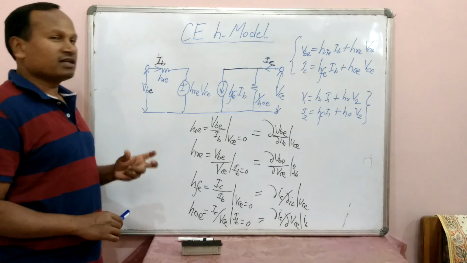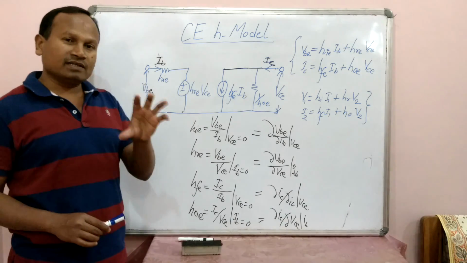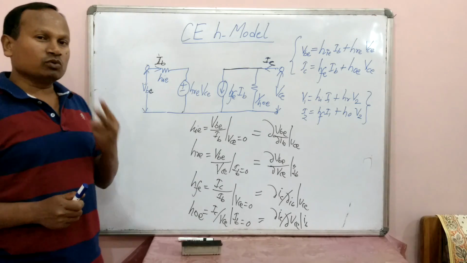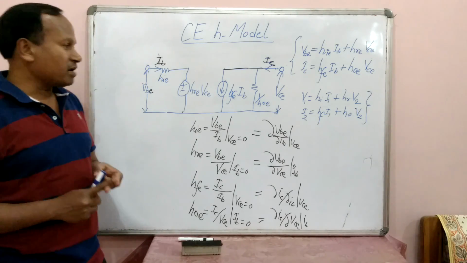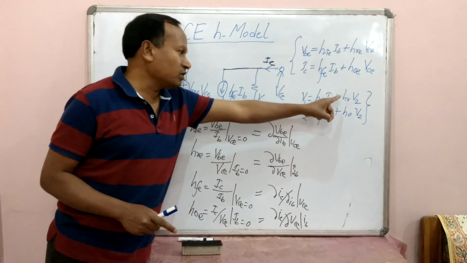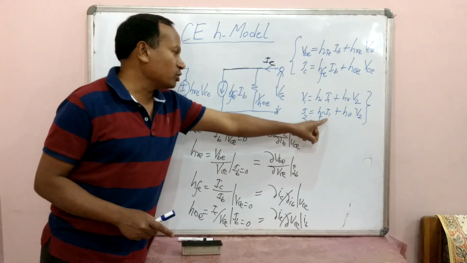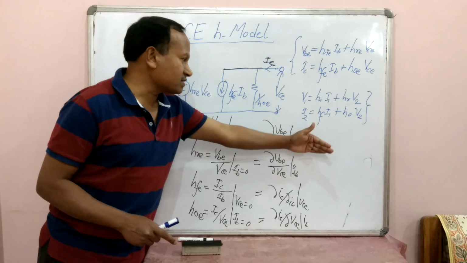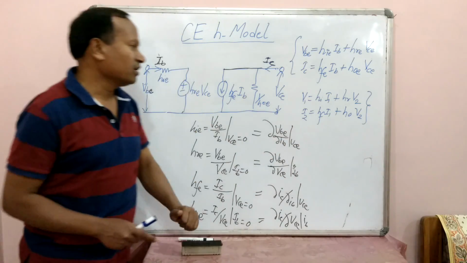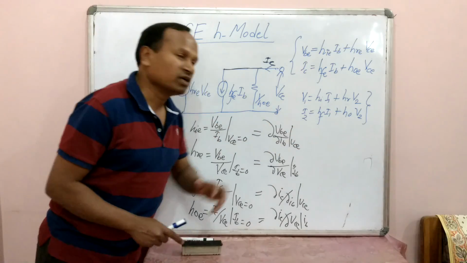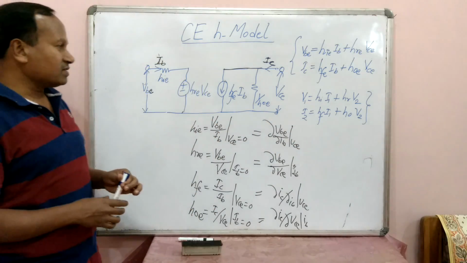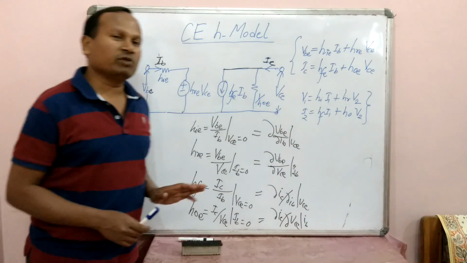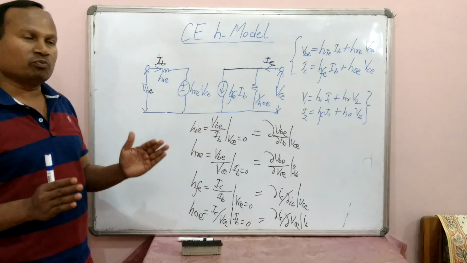We know that there are two standard equations. If we understand these two standard equations and the standard hybrid model, what are they? We describe the hybrid parameters. V1 equals hI1 plus hRV2, I2 equals hFI1 plus hOV2, which we discussed in one of the lectures on hybrid parameters and the hybrid model, where hI, hR, hF, hO are respectively the hybrid parameters: input impedance, reverse voltage gain, forward current gain and output impedance for any general purpose two-port network.